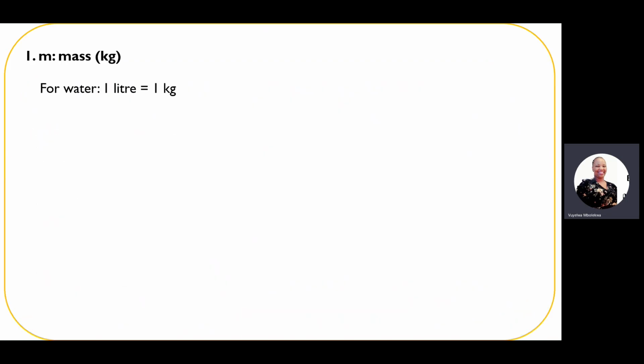If we look at mass, mass must be measured in kilograms, but just remember for water, 1 liter equals 1 kilogram. And that is because the density of water is 1,000 kilograms per cubic meter. So if you do all the calculation, it will bring you to that conclusion that 1 liter is 1 kilogram. However, for other substances, if they give you the volume, then you must multiply that volume with the density to get the mass.